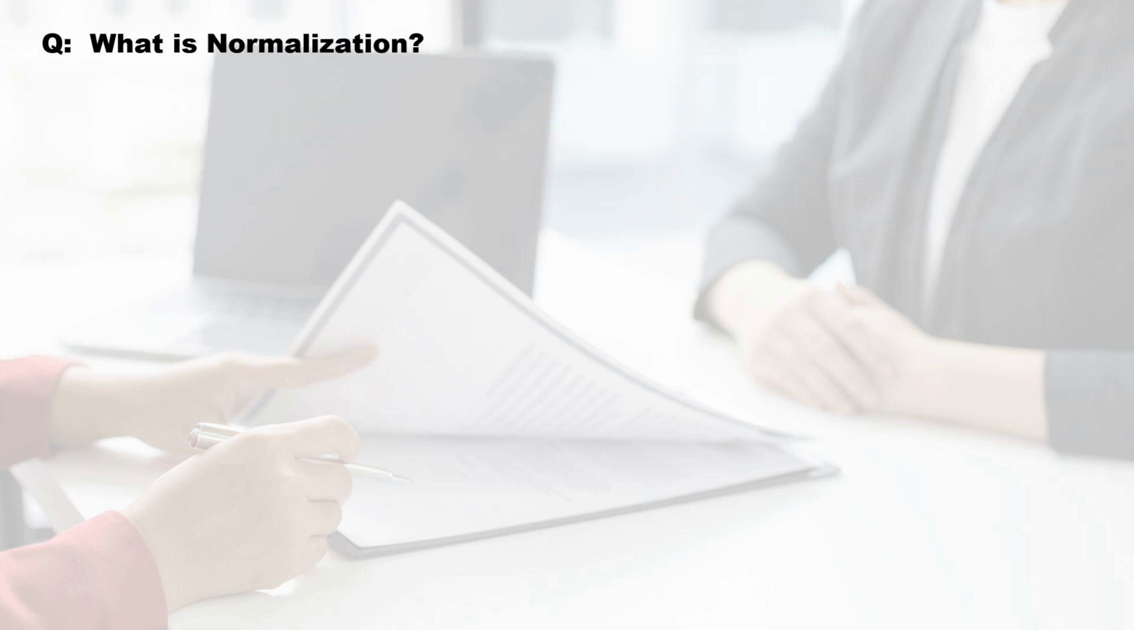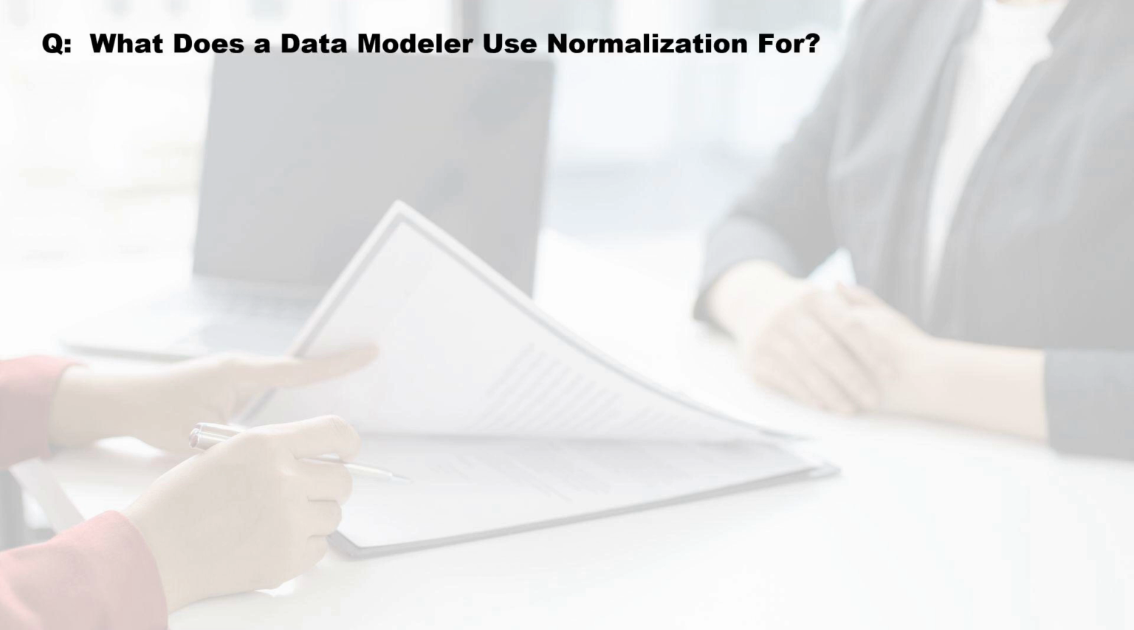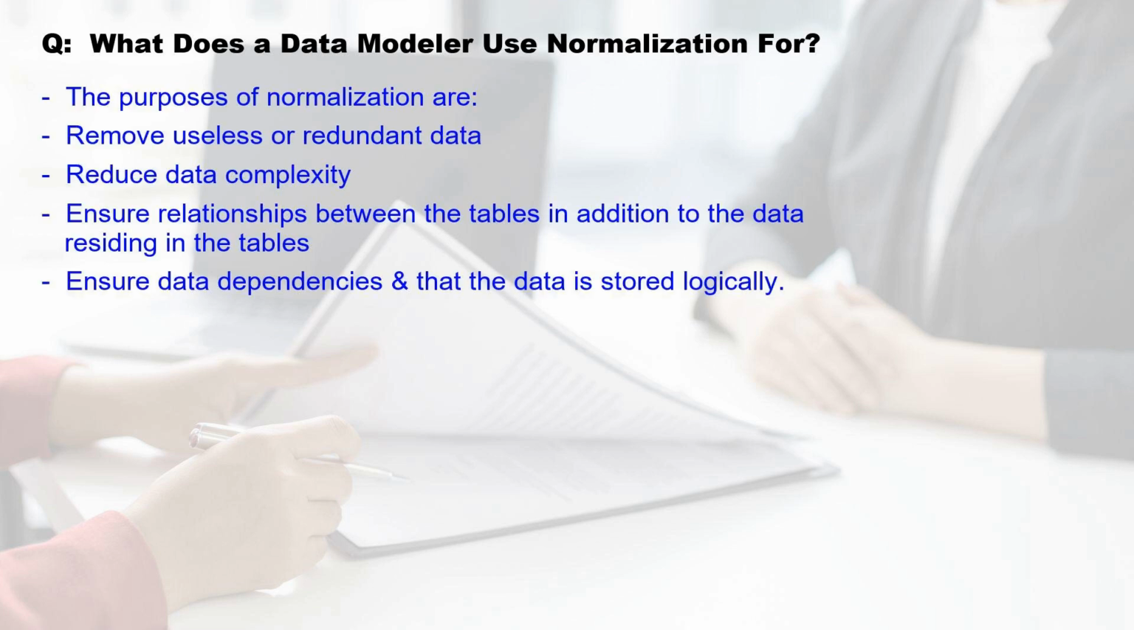What is normalization? Database normalization is the process of designing the database in such a way that it reduces data redundancy without sacrificing integrity. What does a data modeler use normalization for? The purposes of normalization are: remove useless or redundant data, reduce data complexity, ensure relationships between the tables in addition to the data residing in the tables, ensure data dependencies and that the data is stored logically.